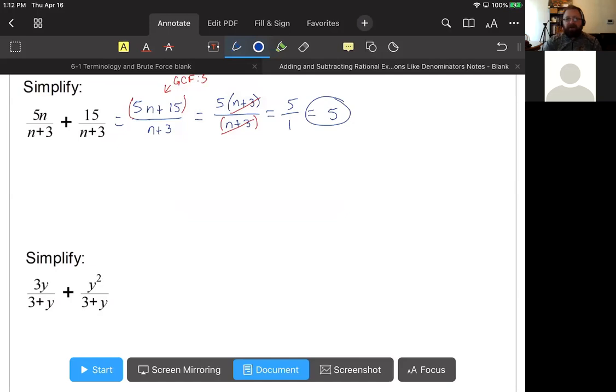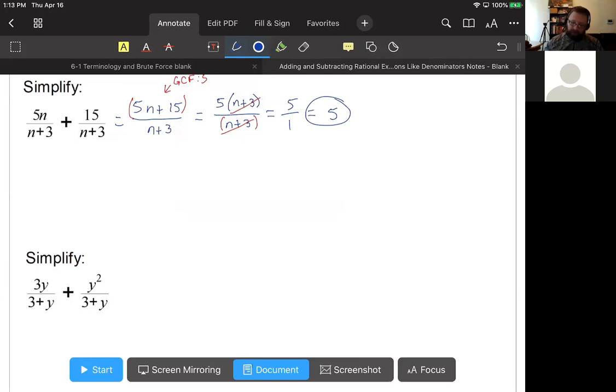So once we have added the fractions together, we always need to check to make sure that the numerator and the denominator don't have any common factors. Because if they do have any common factors, we are expected to reduce. Okay? We are expected to cancel those common factors and write what's left over afterwards.